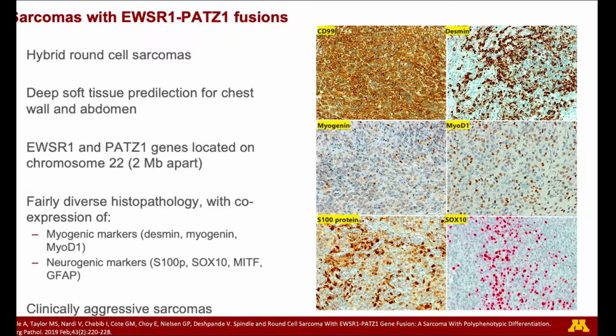Co-expression of myogenic markers like desmin, myogenin, and MyoD1, and neurogenic markers like S100 are seen. These sarcomas have an aggressive clinical behavior and can metastasize and cause death.